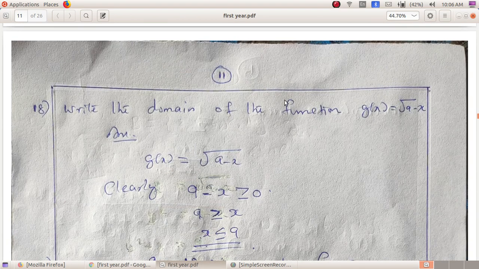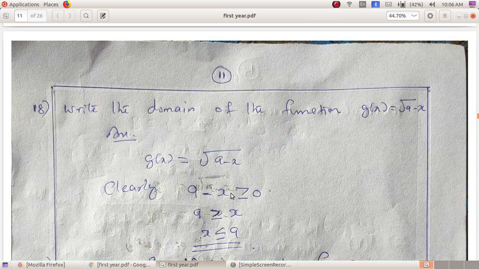Write the domain of the function g of x is equal to root of 9 minus x. Given g of x is equal to root of 9 minus x, in the radical part there must be a positive value, so this 9 minus x must be positive. Otherwise, this part will be complex, root of a negative. So negative cannot be included here. So the radical must be non-negative, so 9 minus x must be greater than or equal to 0.